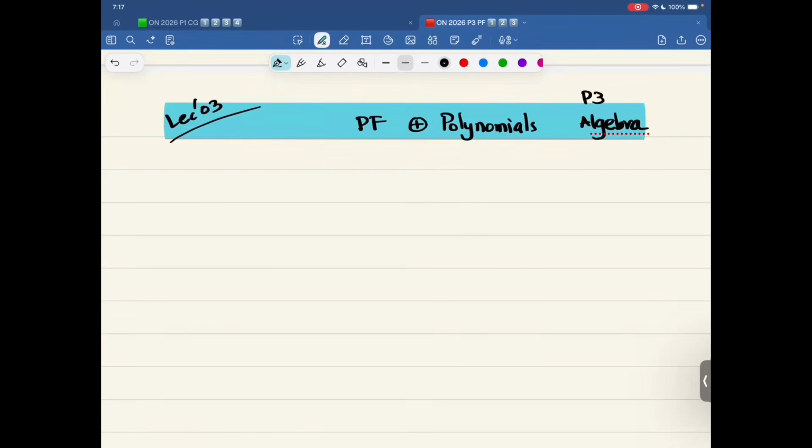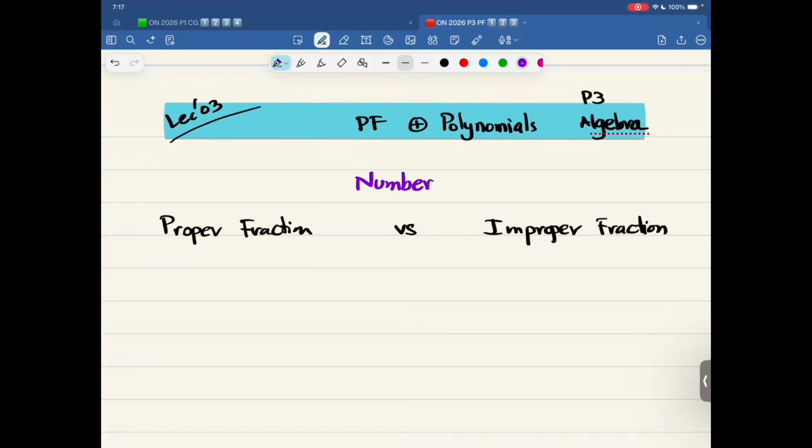So now let's talk about proper fraction versus improper fraction from the perspective of arithmetic, from the perspective of numbers. So this is from the perspective of numbers, from the perspective of arithmetic.